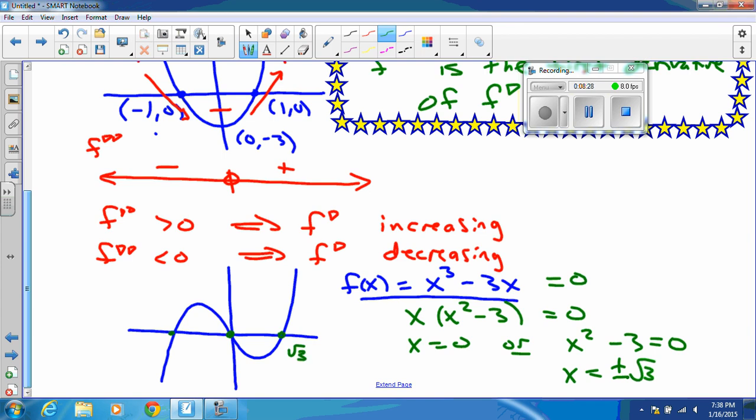And I find 3 zeros, one at x equals 0, one at x equals positive root 3, and one at x equals negative root 3. Now here's what I want you to observe about the graph of f.